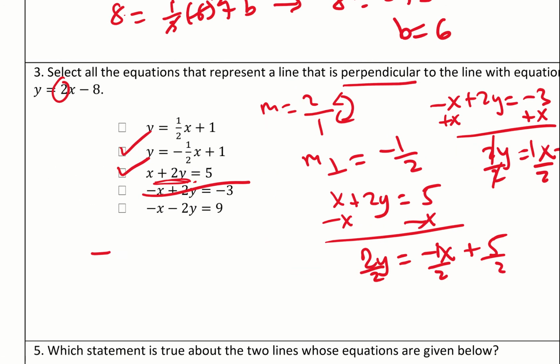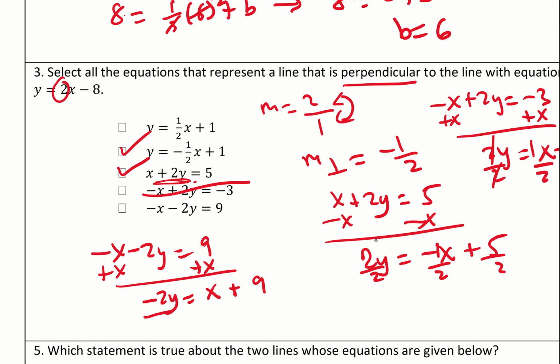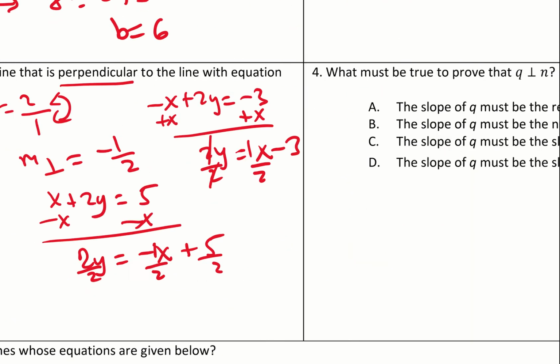And then we'll do the last one. So if we add the x, that makes it positive. So far that's not good. However, if we divide by -2, that turns it back into negative, right? And so that's a good thing. It becomes negative 1/2. So yes, that's correct. So those are the 3 correct equations.